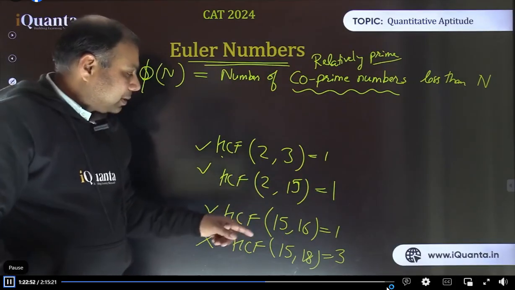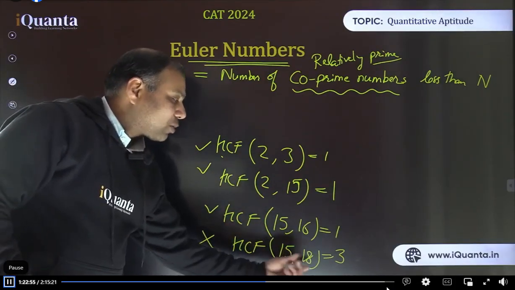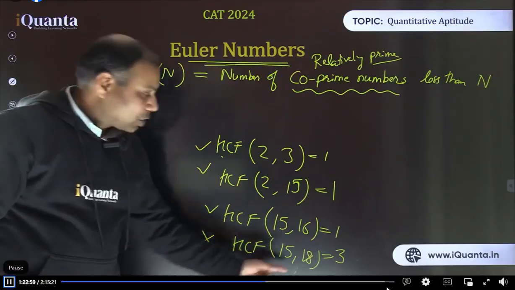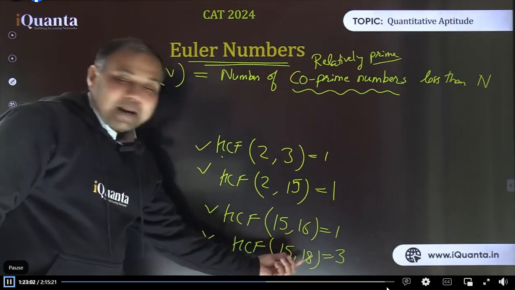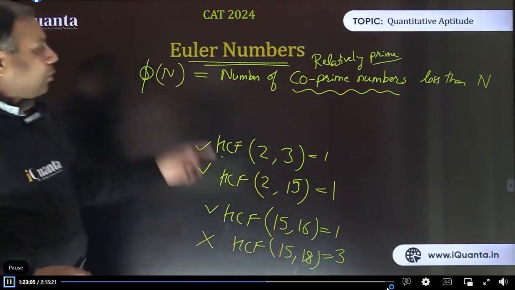I cannot say that 15 and 18 are co-prime to each other because they are having some common factor. That is 3. ठीक है ना? Their highest common factor is 3. So they are not co-prime to each other. Anyway, so we have understood what is the meaning of co-prime. Now Euler number हमें क्या बता रहा है?